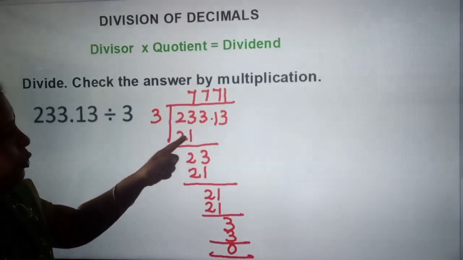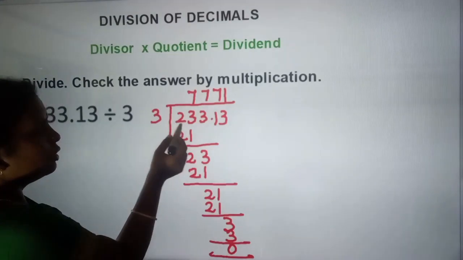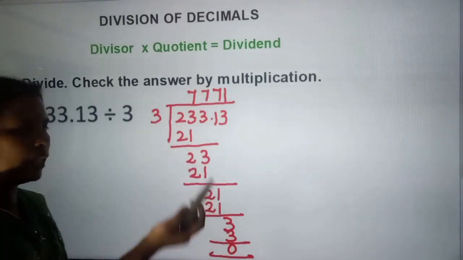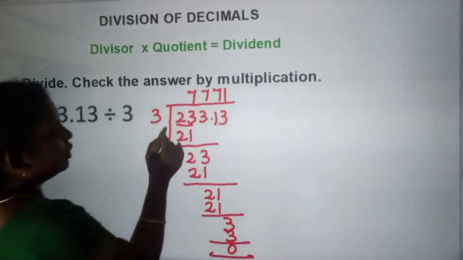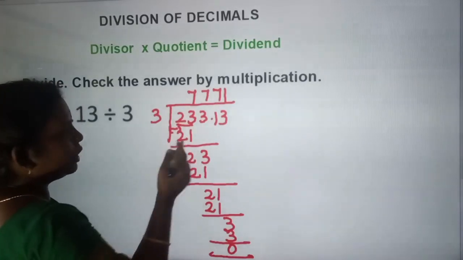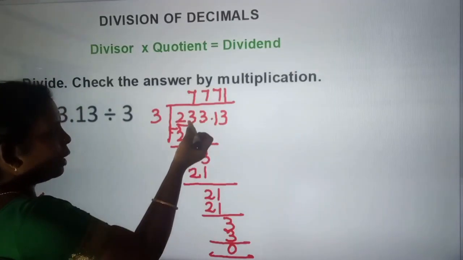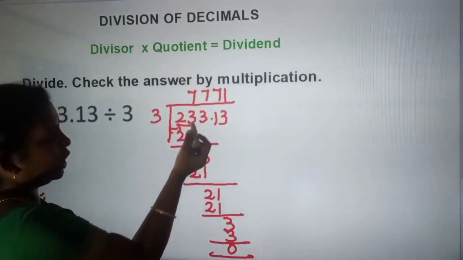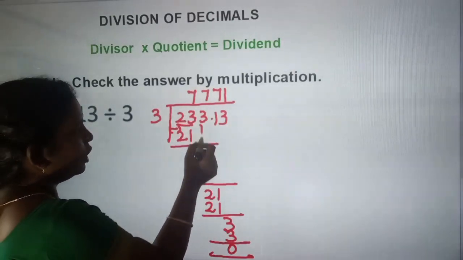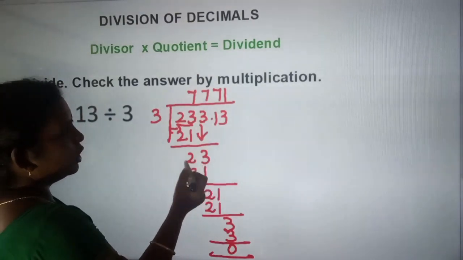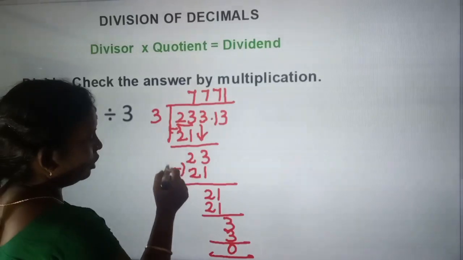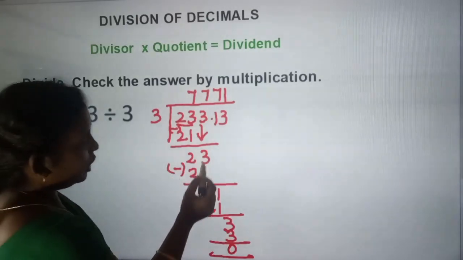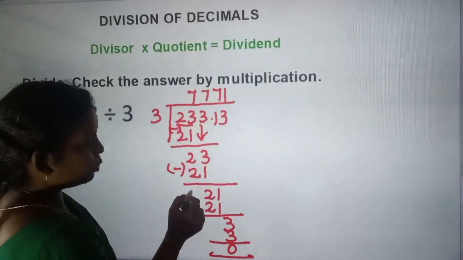3 7s are 21. The first number is 2, which is less than 3, so we cannot divide, hence I have taken 23. So 3 7s are 21. We know division is repeated subtraction. Hence we are subtracting this 21 from 23. 3 minus 1 is 2. Then we are bringing this 3 down. Then 23 again. Again 3 7s are 21. Again we are subtracting. 3 minus 1 is 2. 2 minus 2 is 0.